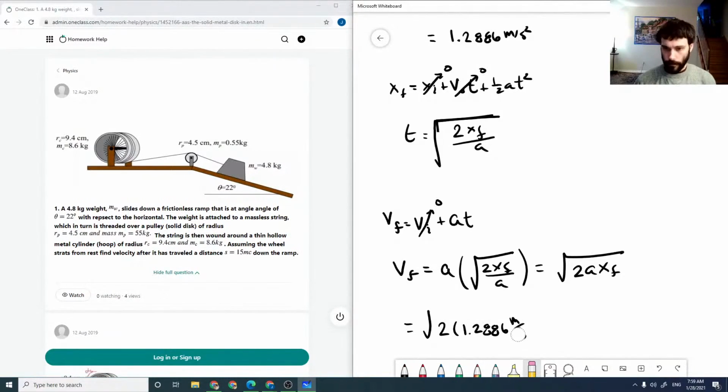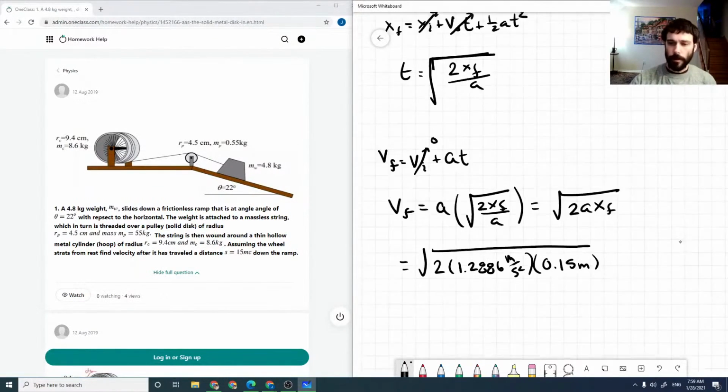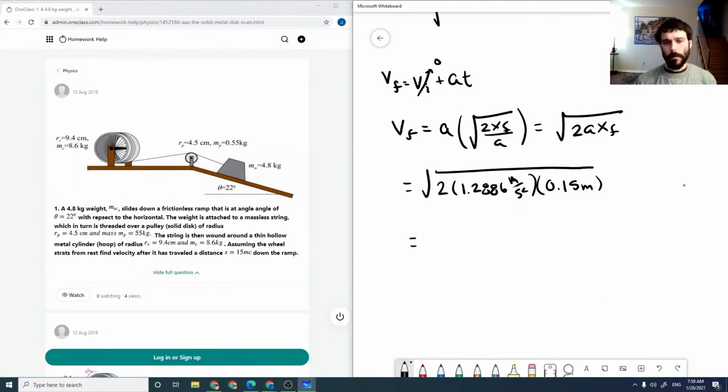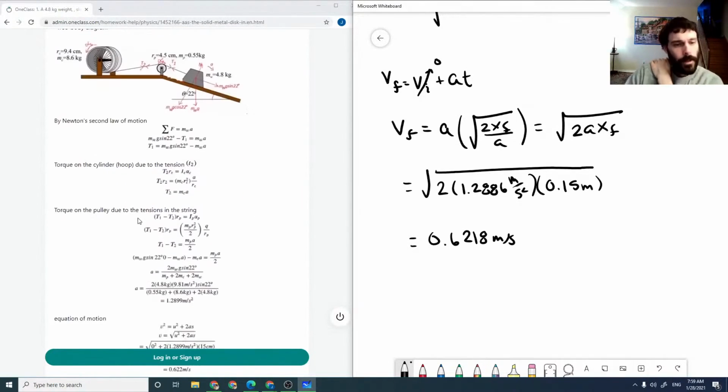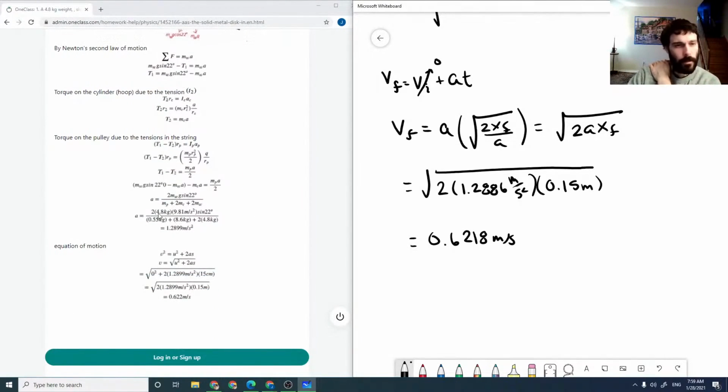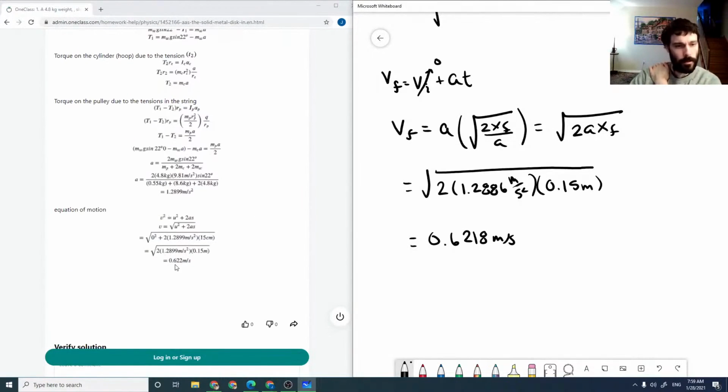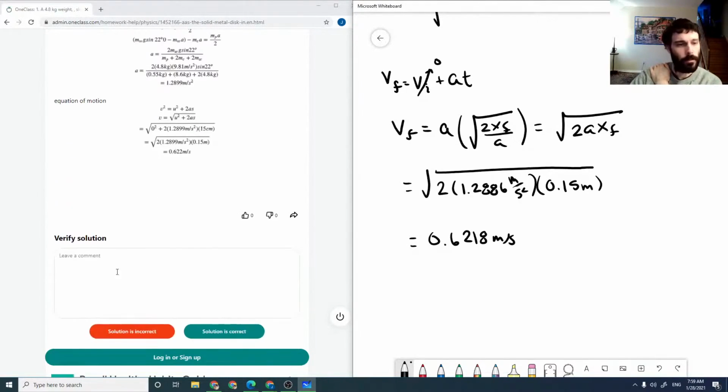In meters per second squared, times our xf, which is 0.15 meters. And this comes out to be 0.6218 meters per second. Okay. So going through all this, we get down to the solution, which is 0.62. So that looks good.